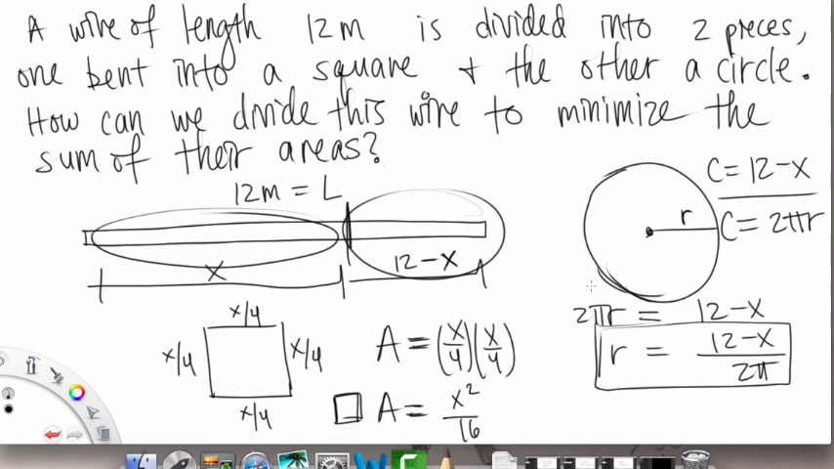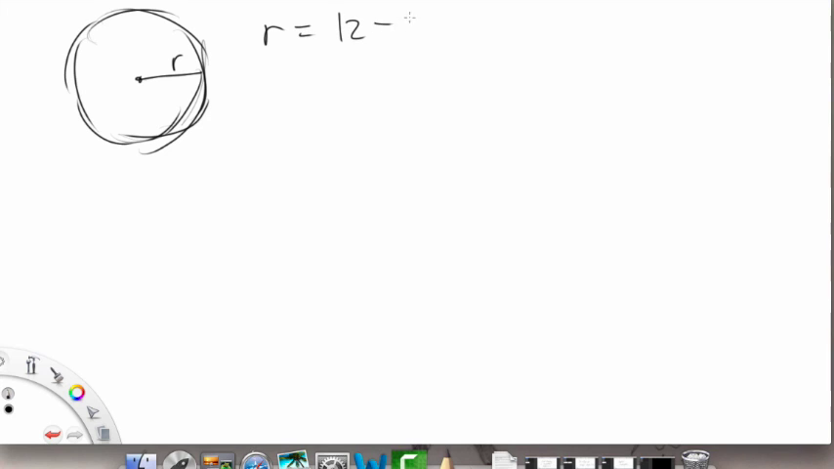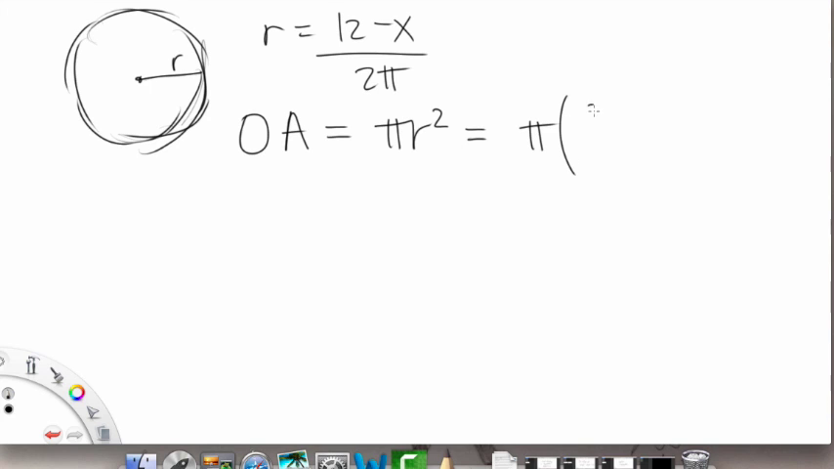I'll continue this on the next slide. So here's our circle again. Okay, that did not look like a circle. I'm going to try a little bit harder this time. Okay, so here's our circle, there's our radius, and we just found that r is equal to 12 minus x over 2 pi. The area of a circle is given by pi r squared, so if we plug in that value for r, we get pi times (12 minus x over 2 pi), quantity squared.